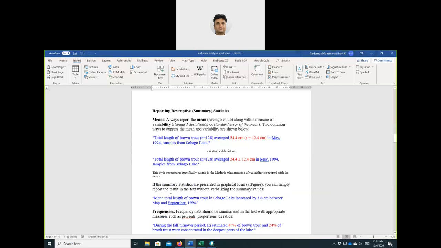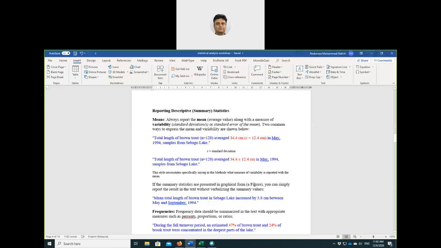If the summary, statistic, or descriptor is presented in graphical form, you can simply report the result without verbalizing the summary value. If you just want to refer to a figure and describe it, just make sure that you report the amount 3.8. No need to put plus minus something because you just reported the amount.